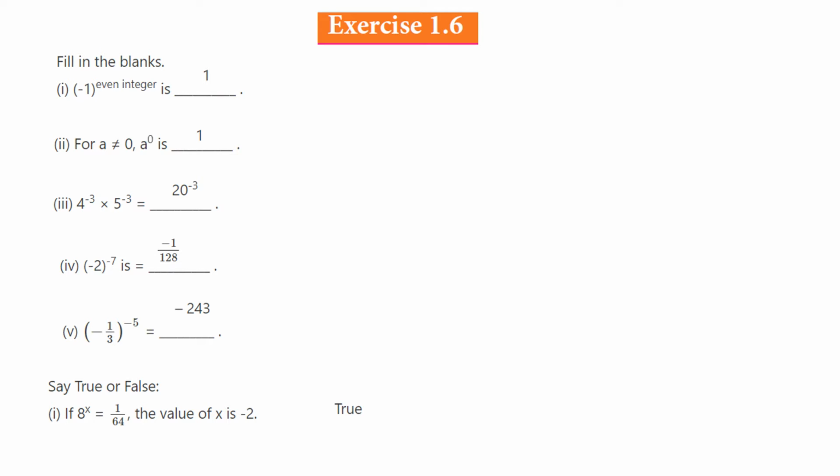Good morning students. Today we are going to discuss exercise 1.6 sums. First, fill in the blanks. Minus 1 to the power of an even integer. For example, I can take minus 1 squared because that is even. So minus 1 into minus 1: minus into minus is plus, so you can write it as 1 only. If the power is an even integer, the answer's sign is plus only. So plus 1 is the answer.